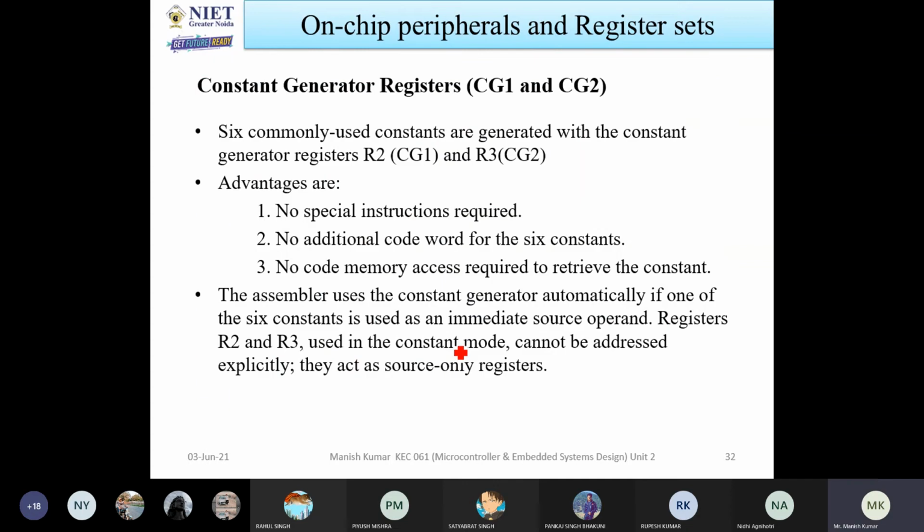Now we are talking about the constant generator registers CG1 and CG2. It is actually used for 6 commonly used constants. Whenever you are writing programs, you are defining some constants in the programs. So there is no need to write the program constant always. You have to write the constant once and then you can use it. This controller has a facility to use the constant without taking memory space. That's why R2 and R3 will be used for the constant generator.